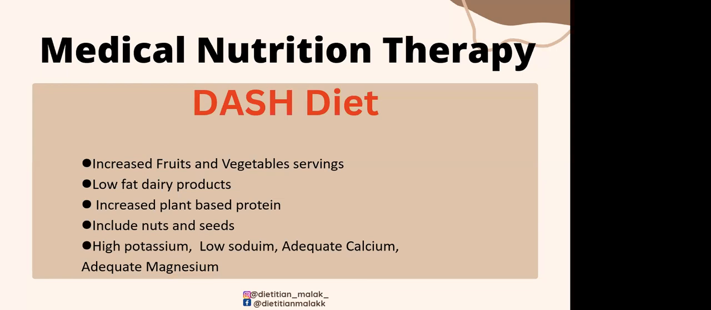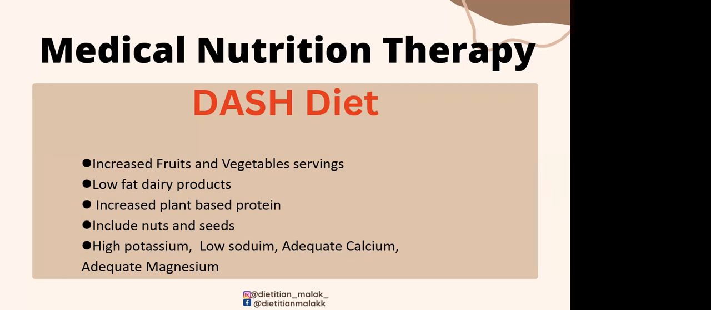And pretty much everybody knows about the DASH diet by now. We start giving it to patients who have hypertension at the very beginning. And it stands for the dietary approaches to stop hypertension. It starts with number one, a focus on increased fruit and vegetable servings.